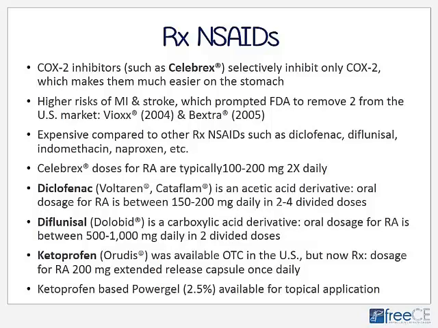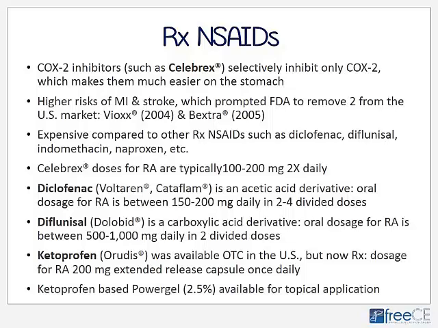Prescription NSAIDs for RA. There's a variety of prescription NSAIDs that have a little more bite to them, I guess you could say, than the over-the-counter varieties. For example, COX-2 inhibitors such as Celebrex can be quite effective for pain control and inflammation, and they're also much easier on the stomach.